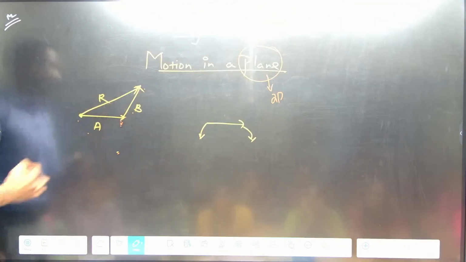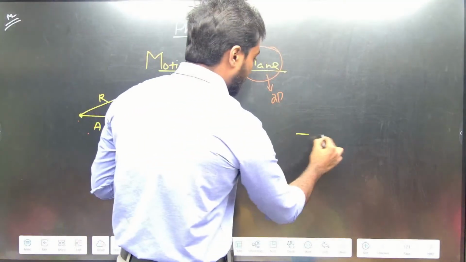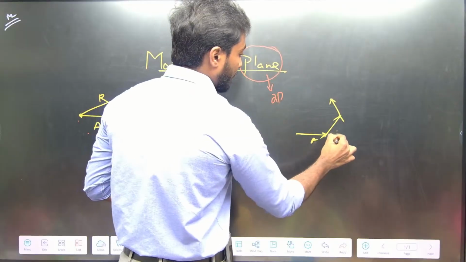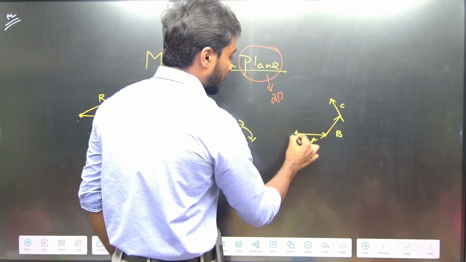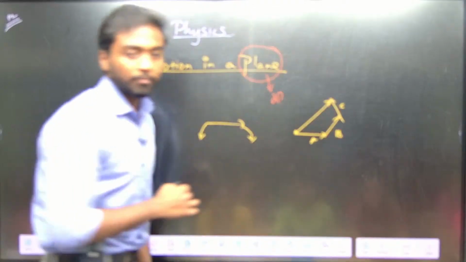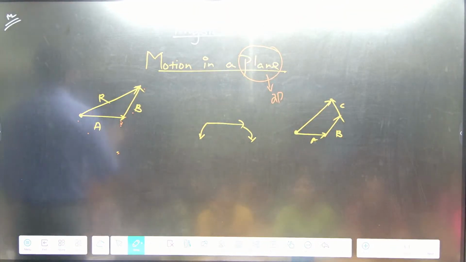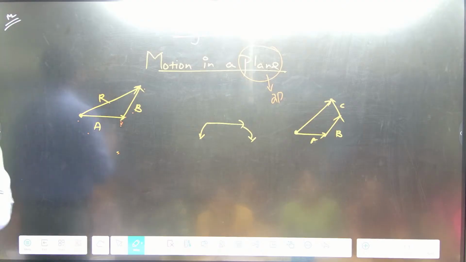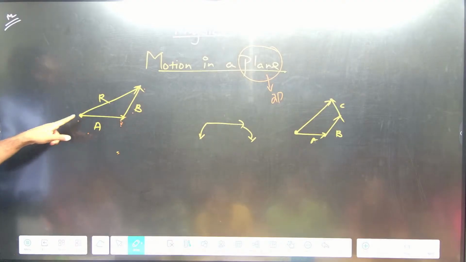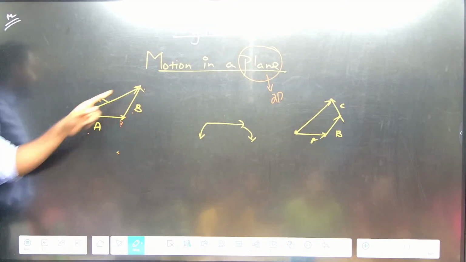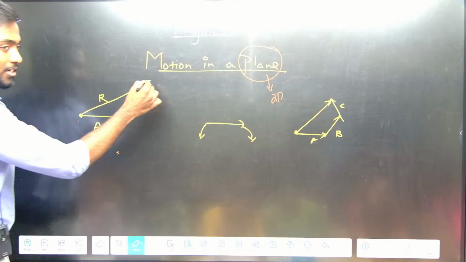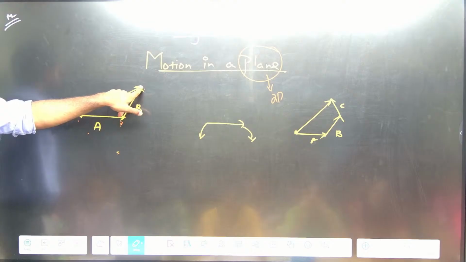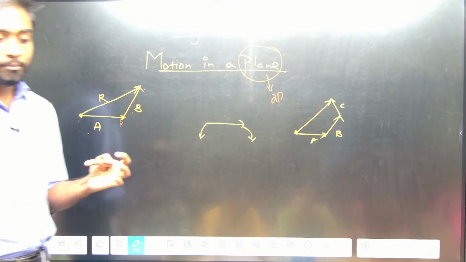Similarly for vectors, for example, if I take three vectors A, B, C, the resultant will be from this point to this point. Resultant will be from the tail of the first vector to the head of the last vector. Understood the two points? I can either go in this direction, but the shortest way is from A to the last point. Getting the point?